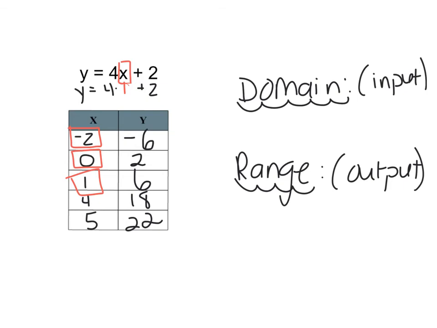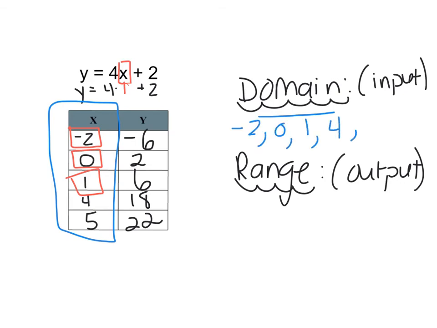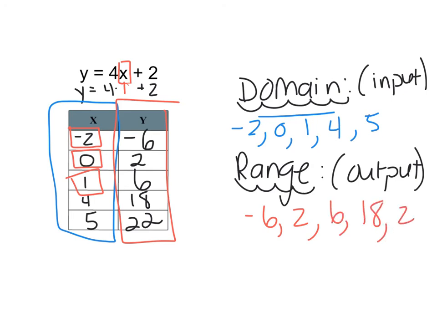If you remember, domain is the set of x values, or the set of input values. So my x values are -2, 0, 1, 4, and 5. My range is the set of y values. So it's going to be -6, 2, 6, 18, and 22. The way I kind of remember that is domain has the word in within it. So input and domain go together. I don't really have a fun way to remember range. It's just that it's not domain, not input.